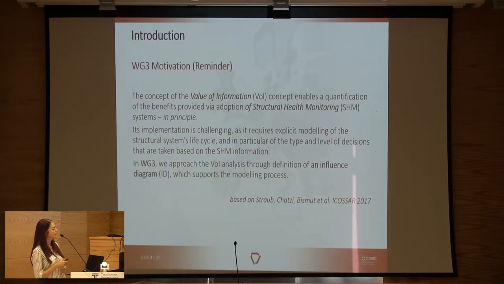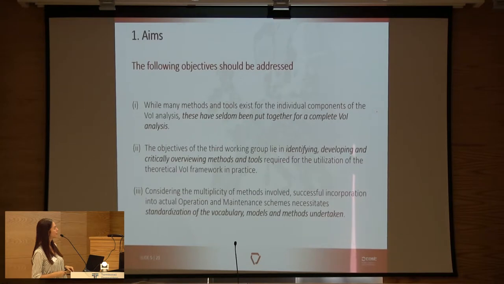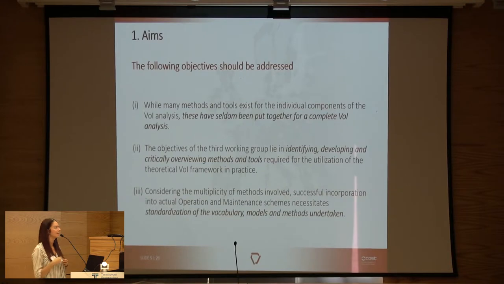What I mentioned before is that we introduced as part of our working group an influence diagram which supports the modeling process for the method. The objectives that we try to address: first of all, gathering these tools alone is a large task, also because they are defined in different contexts and you can find them available as tools for reliability analysis, for uncertainty quantification, for a number of different projects, but never brought together in the context of value of information, which is really a more extensive cycle.